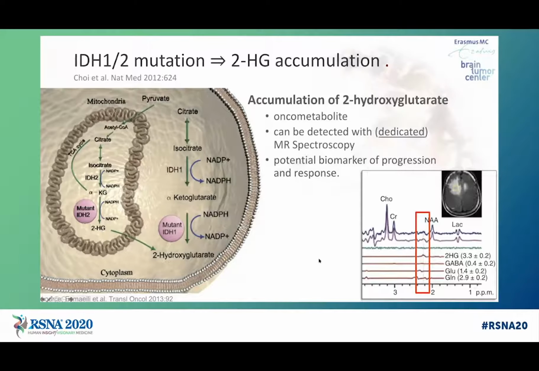The best MR or non-invasive marker for IDH mutation, of course, is 2-HG, 2-hydroxyglutarate. This is the result of aberrant conversion in the citric acid cycle and can be considered an oncometabolite. The beauty is that this can be detected with a dedicated spectroscopy sequence, and thus is a potential biomarker of progression and response to assess with MRI.